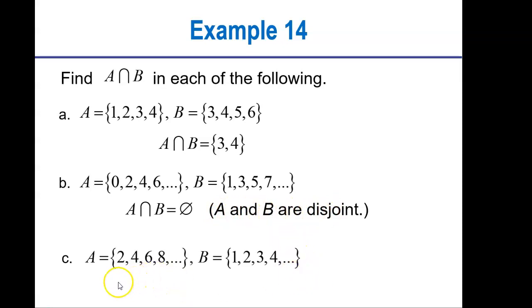Let's take a look at the next one. We have set A, which is 2, 4, 6, 8. And then set B is 1, 2, 3, 4. Well, in this case here, we know that the even numbers are going to be listed in all the numbers that are going from 1, 2, 3, 4, and so on. Therefore, we would say what values intersect A and B? Well, it would be all the values in set A. Therefore, set A intersect B is set A.